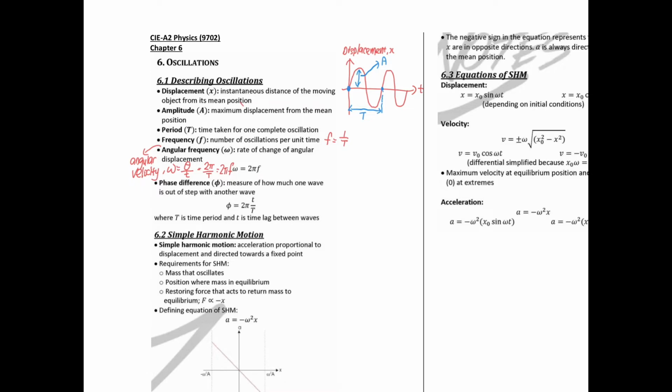So next one, phase difference. Phi. Measure of how much one wave is out of step with another wave. Phase difference. That means difference in angle. Okay, different in angle. Okay, so for example, a phase difference of 90 degrees. Okay, let's see. I put a wave here. So this is the common one, sine graph.